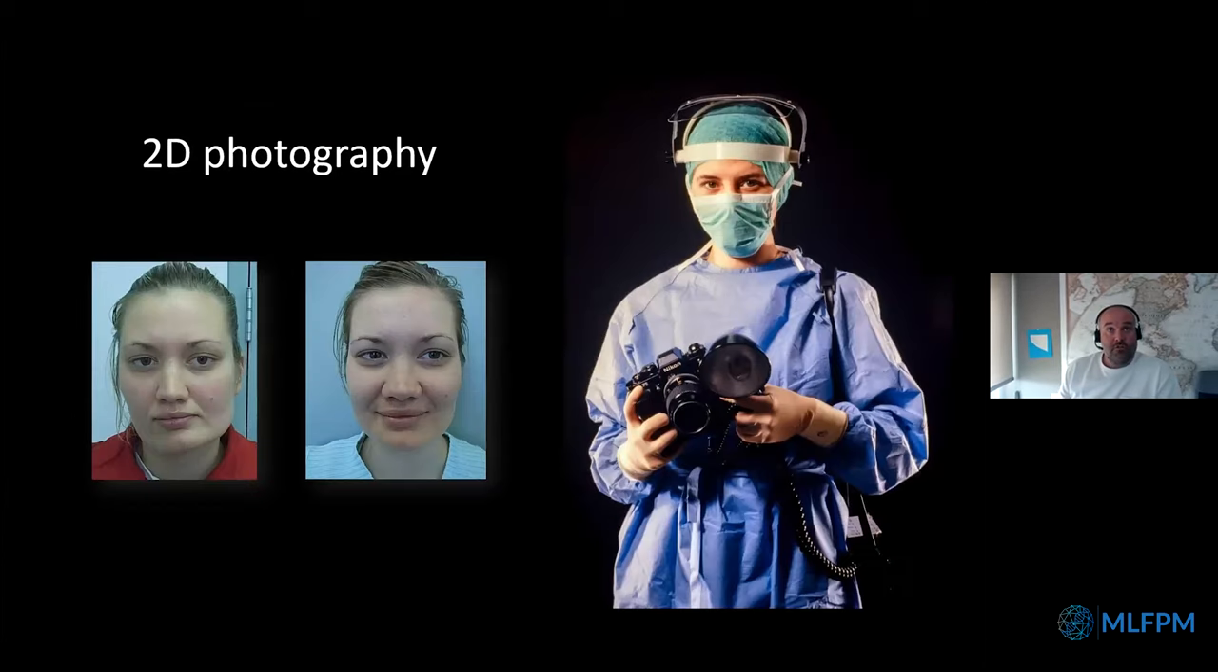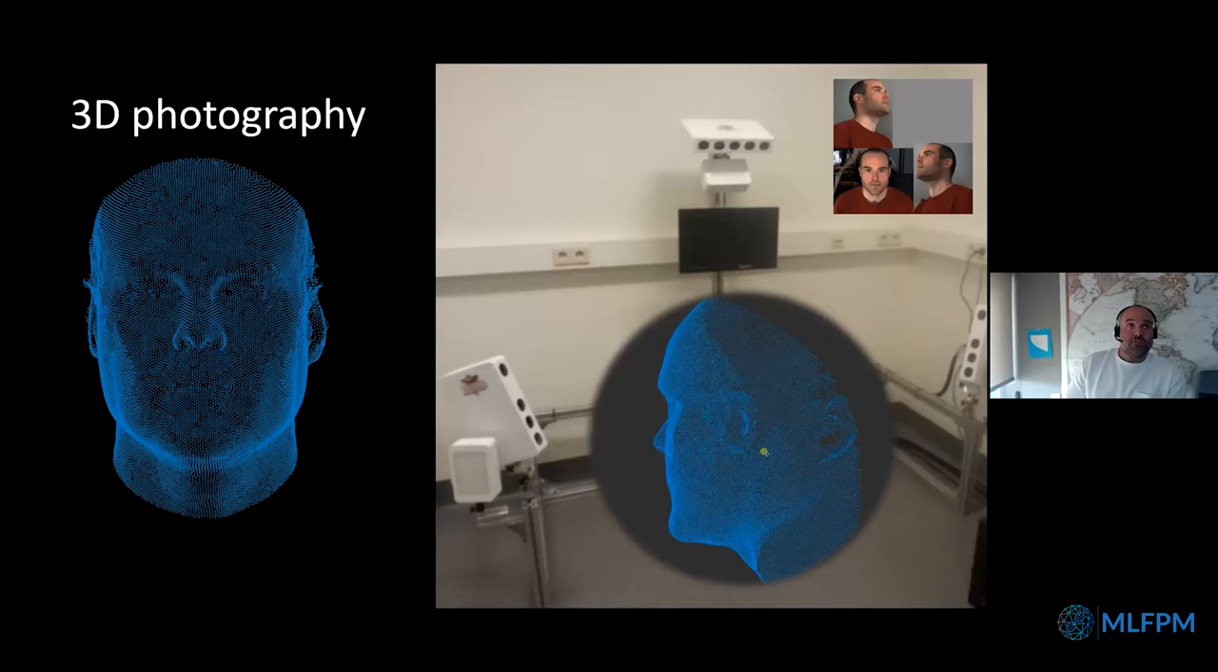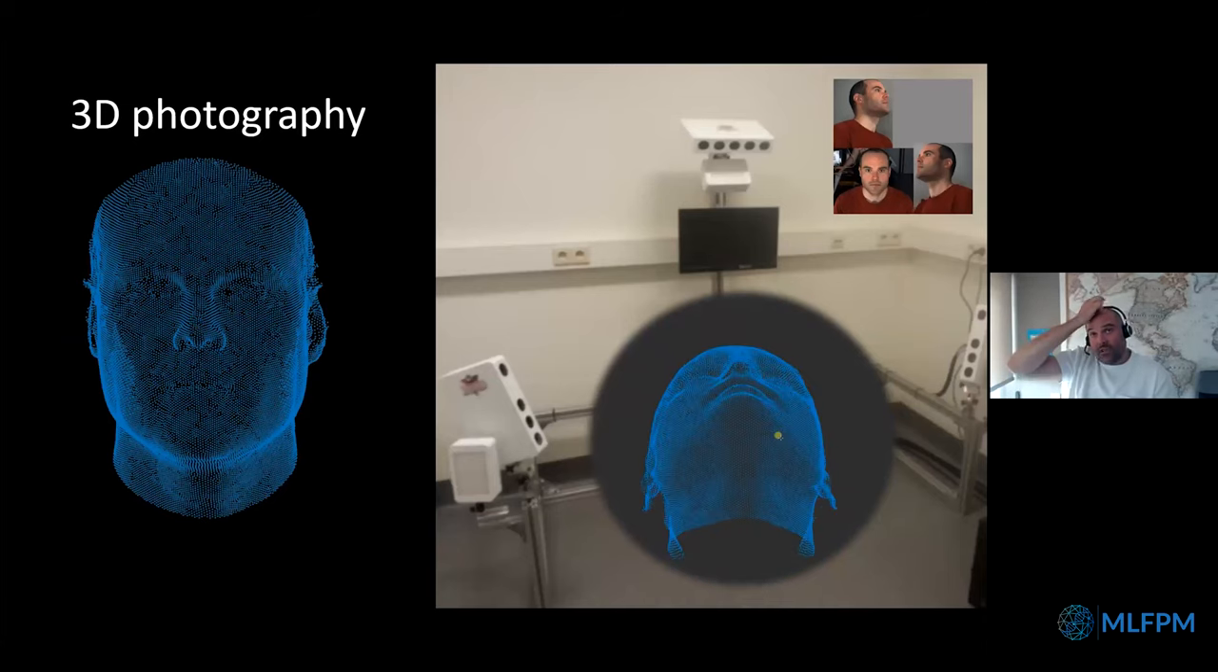But just to go over a few of these modalities, I think something that is familiar to all of us is simply 2D, two-dimensional photography. Two-dimensional photography is still very used in clinical routines, especially in craniofacial surgery, for example, where images are being taken of the patient before and after treatment. If you move from two-dimensional photography, today we can also do three-dimensional photography. And this is done by a three-dimensional scanner. And essentially, it is like multiple cameras that are looking at an object from different points of view.